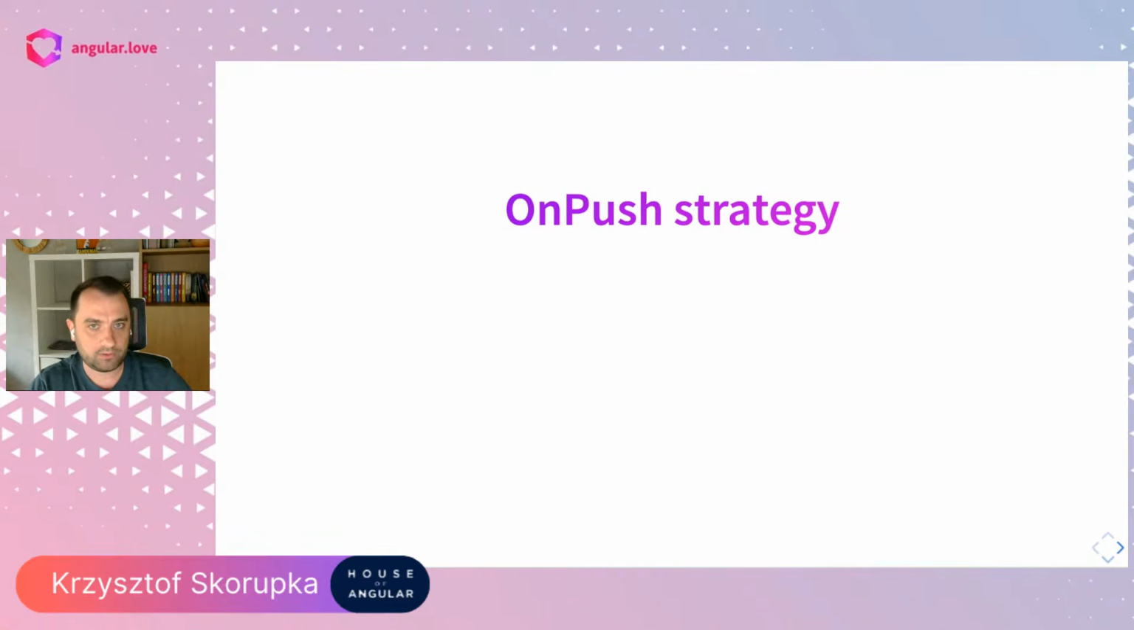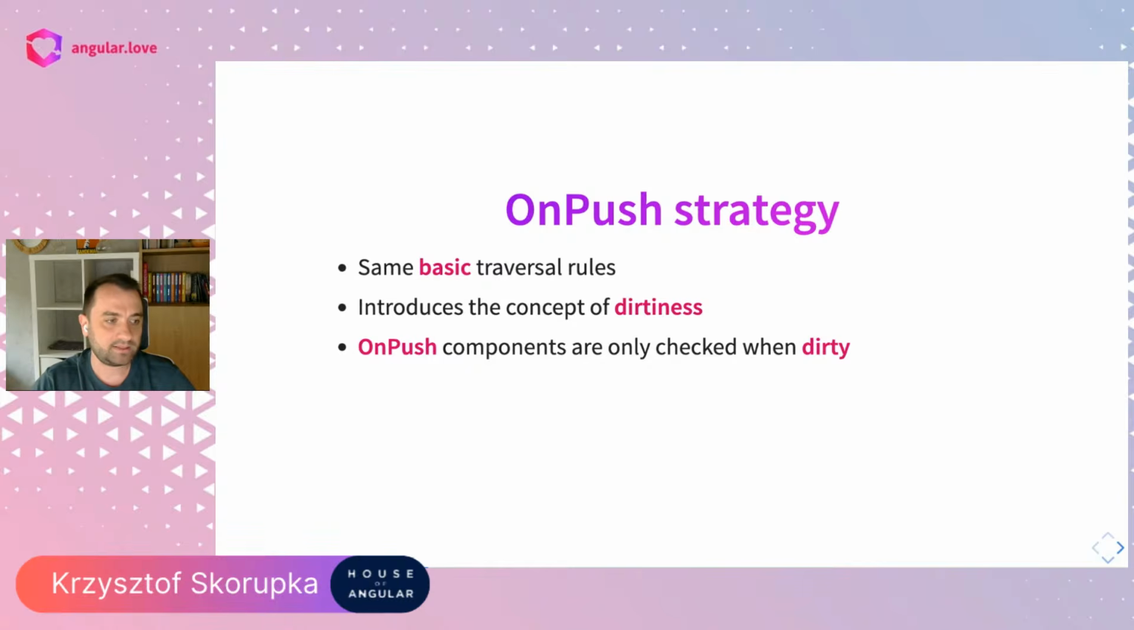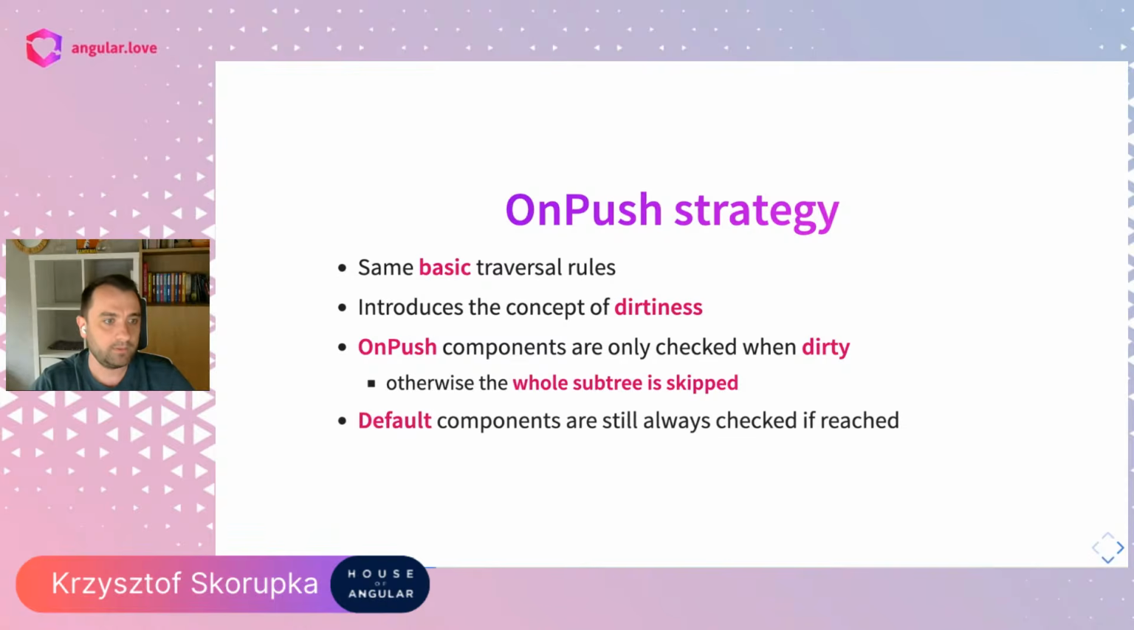All right, then we have the OnPush strategy. And this is also important for zoneless, but we'll get to that later. It follows the same basic rules, but it also introduces the concept of being dirty. OnPush components are only checked when they are dirty. If they are not, the whole tree below them is cut off or skipped. And of course, if default components are reached on the way, they are still always checked.